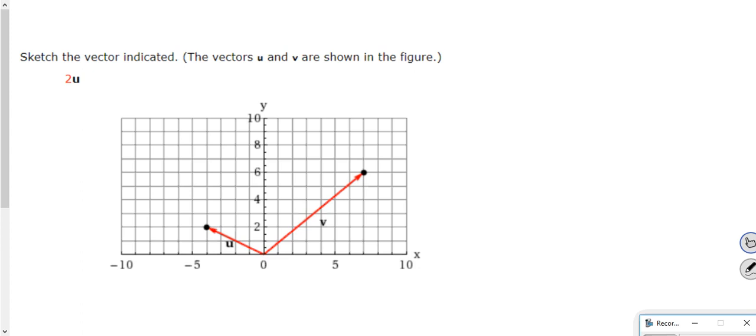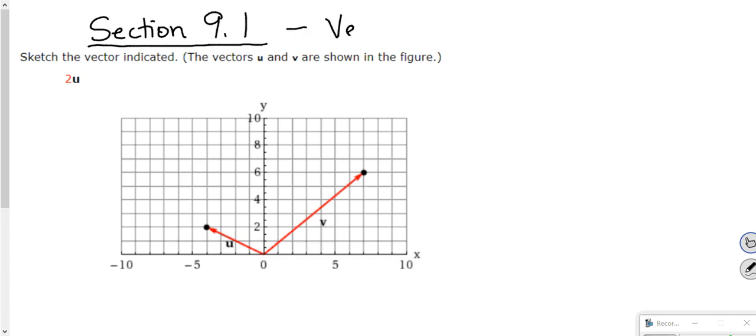Okay, hello Trig students. We are starting on the very last chapter or partial chapter that we have to cover. This is section 9.1, and it is all about vectors.